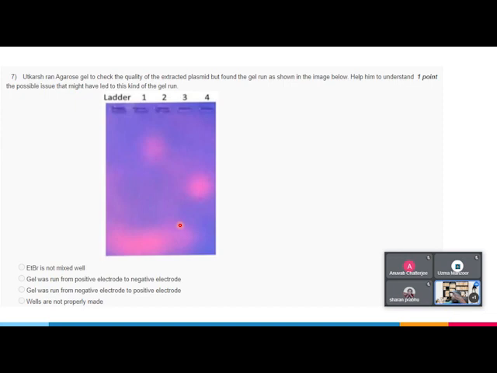Okay, so we move on to the next question. So we come back to Utkarsh, and Utkarsh ran an agarose gel, which is used in the DNA electrophoresis method.